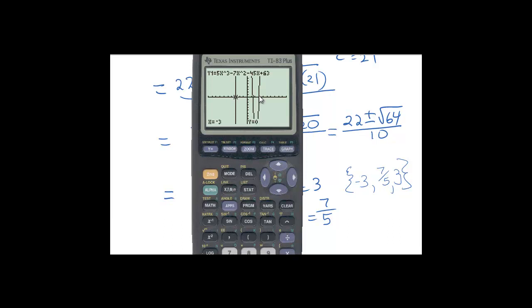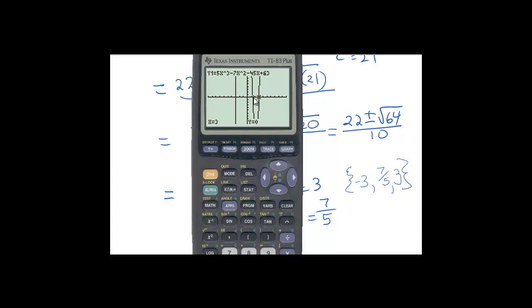So this one is probably the 3. We could check it with second calc value. So second calc value, and we could put 3, enter, and that one works. For this one, you can try the 7/5, which would work.